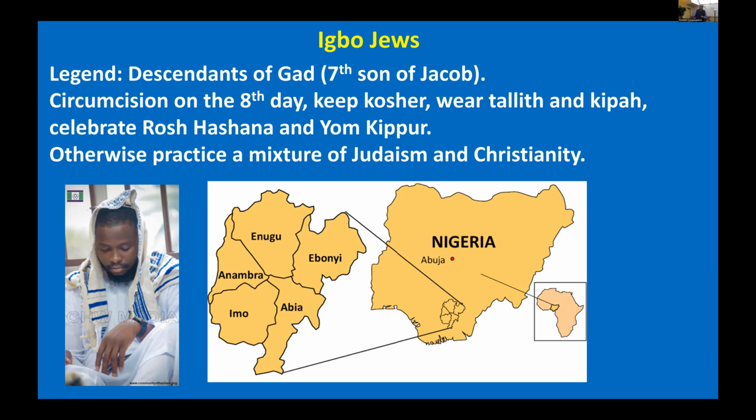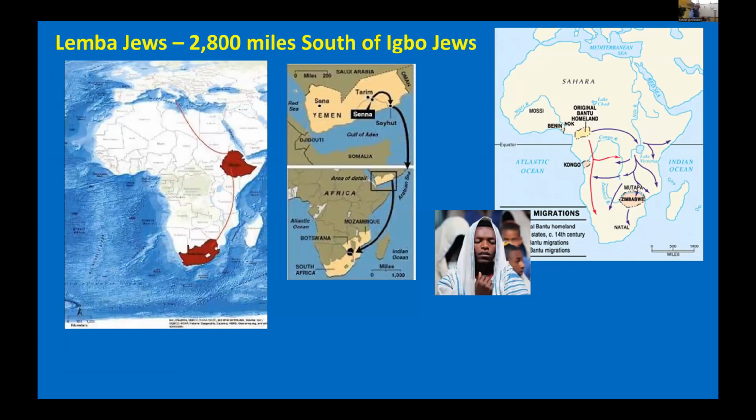They practice circumcision on the 8th day. They keep kosher. They wear talit and kippah. They celebrate Rosh Hashanah and Yom Kippur. But otherwise, they have a mixture of holidays, Christian, Jewish, and what have you. Right now, they have drifted much more towards Judaism. They're trying to abandon whatever Christian services they had. They live in a large area of Nigeria down here, and they are Jewish people.